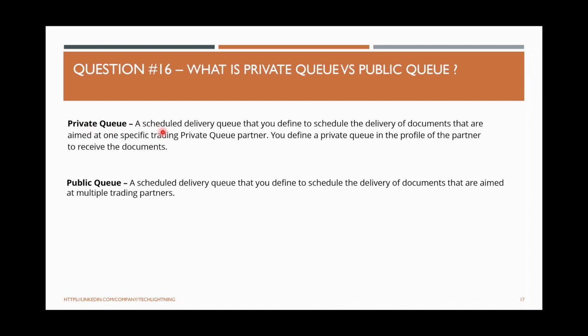Private queue, the scheduled delivery that you define to schedule a delivery of the documents that are aimed at one specific private queue partner. You can define a private queue in the profile of the partner to receive a document. For example, you want to send a document, but before that you want to queue it, and then at a scheduled interval you want to take that and push it to your partner. Then you can use a private queue. Public queue is mainly for multiple partners. For example, you have a queue where you can send the data for multiple partners, then you can send it to a public queue.